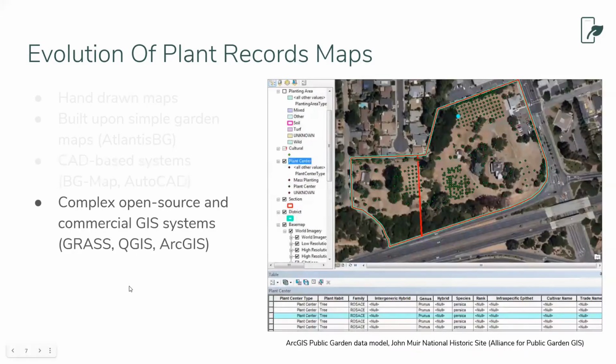Then you can also come across, some of you may know these, complex or sometimes open source systems, for example, GRASS or QGIS, which is free, and ArcGIS, which is a subscription-based product. And these are typically more advanced systems that have a bit more complex functionality and also a lot more customizability when it comes to maps.